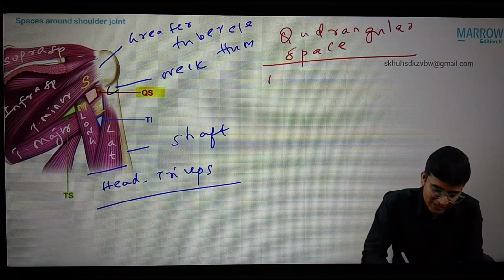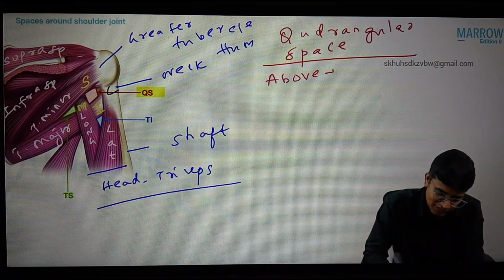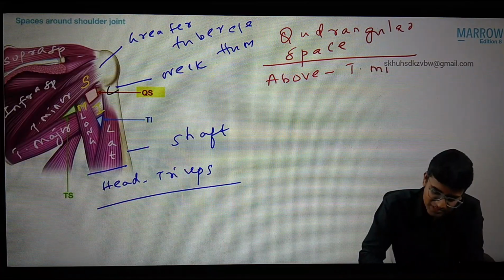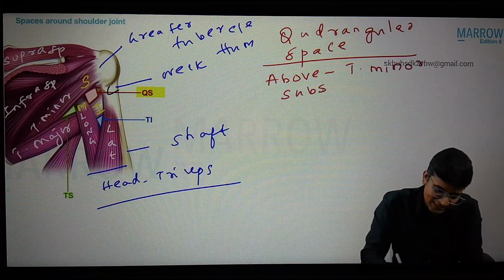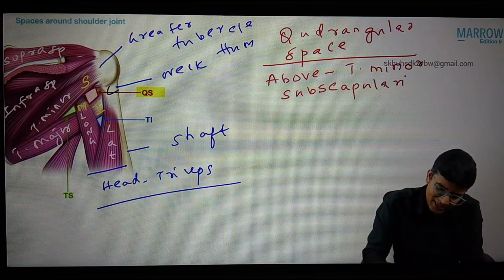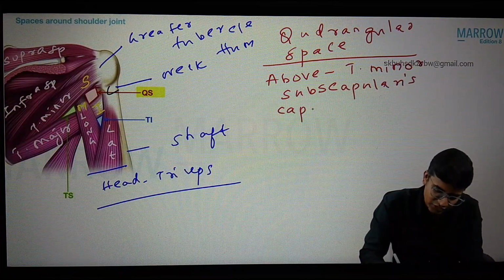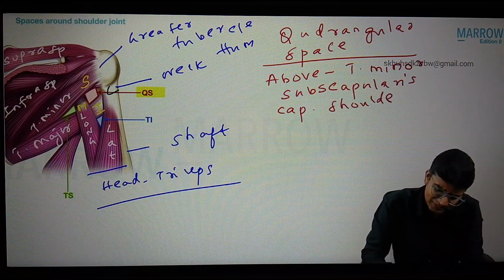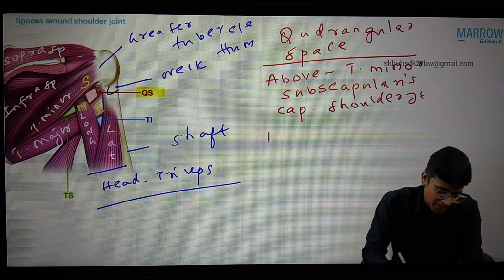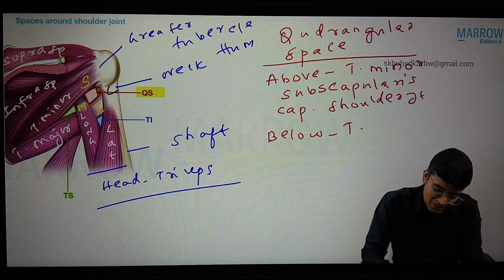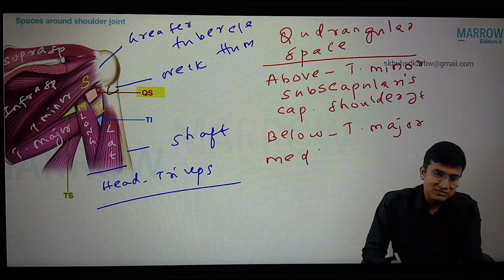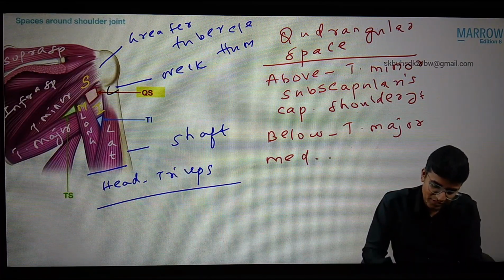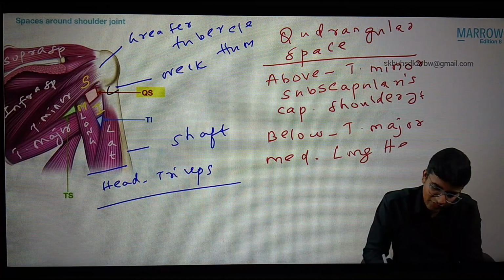So the quadrangular space boundaries: above we have teres minor muscle. In the front side, we have subscapularis plus the capsule of the shoulder joint, above. Below, teres major muscle. Okay. Medially, long head of triceps.